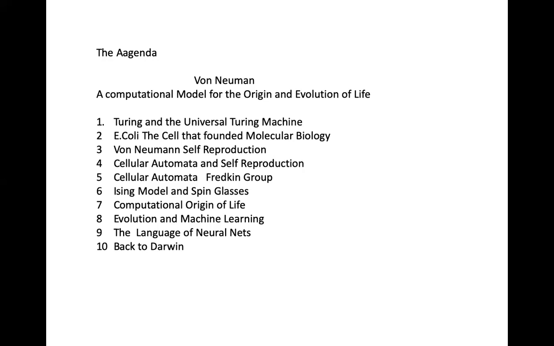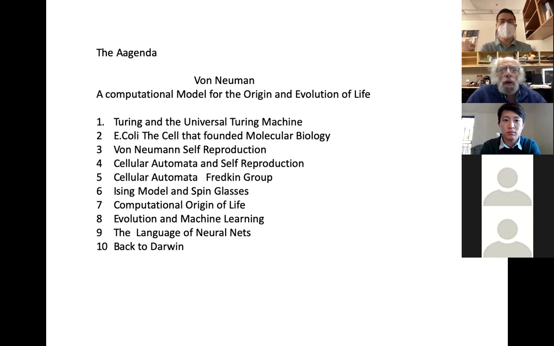Thank you, Yang Sheng. Today, I'm going to talk about von Neumann, a computational model for the origin and evolution of life. I'm going to start with Turing and the universal Turing machine, E. coli, the cell that founded molecular biology, von Neumann's self-reproduction, 4, cellular automata and self-reproduction, 6, Ising model and spin glasses, 7, computational origin of life, 8, evolution and machine learning, 9, the language of neural nets, and 10, back to Darwin. So let's start.